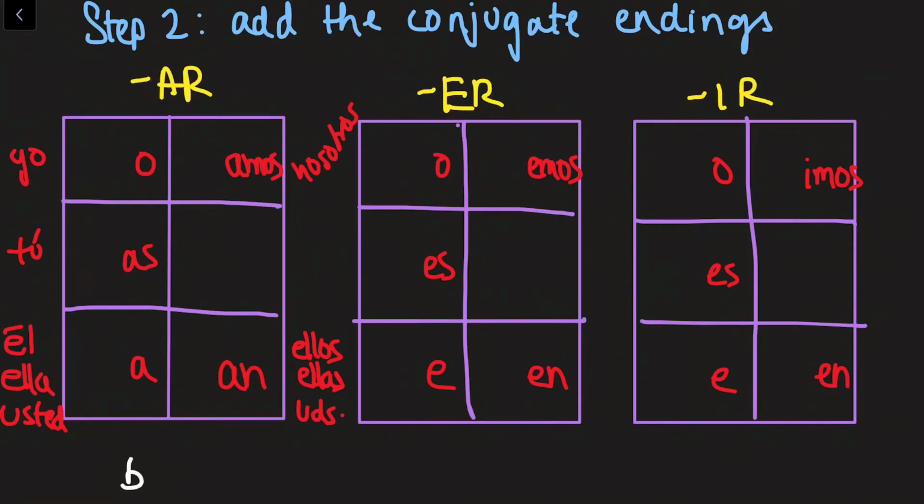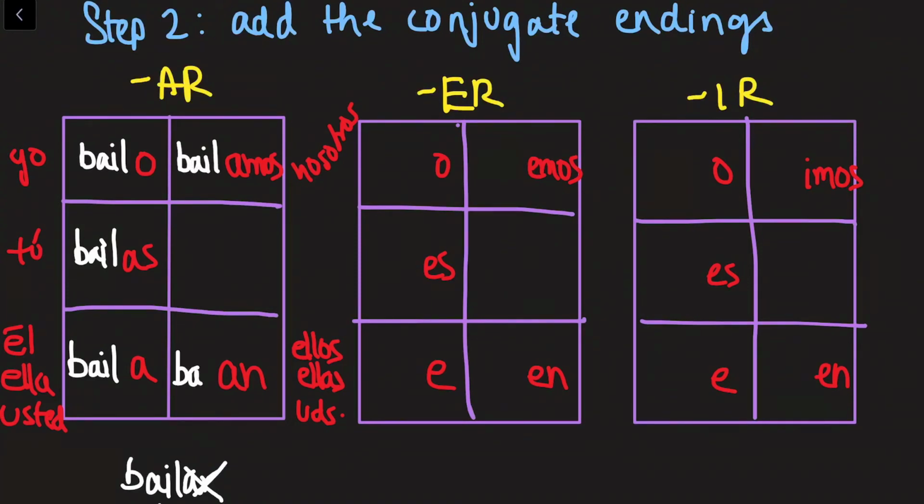For AR, let's take bailar again. According to step 1, we find the stem, where we cross out the last two letters and we get bail. Now put this stem in each of the boxes of the conjugation table. For yo, you get bailo. For tú, you get bailas. For él, ella, or usted, you get baila. Nosotros bailamos. And ellos, ellas, or ustedes bailan. So, if I wanted to say, I dance, I would say, yo bailo.